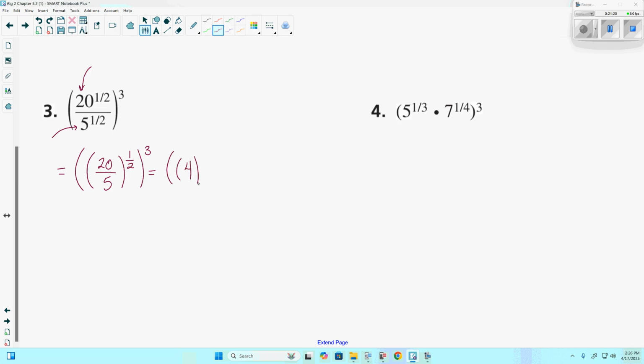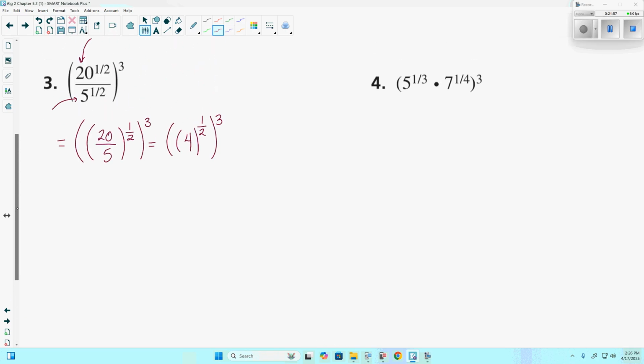And 20 divided by 5 is 4. So we have 4 to the 1/2 to the 3rd, yes? So the 1/2 power is just telling us that to simplify it, we need to find a number times itself that gives us 4, yes? Unfortunately, there's not a number that multiplied by itself gives us 4, right? Oh, wait, there is one, isn't it? Because 2 times 2 is 4. So there's 2 ways we can go from here.